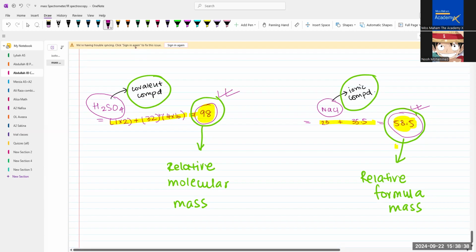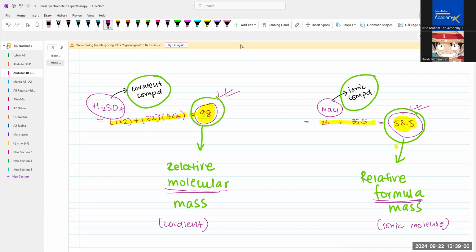It depends on the type of molecule. So if you have a covalent molecule, you will say relative molecular mass. And if you have an ionic molecule, you will say relative formula mass. Clear? Yes. Okay.